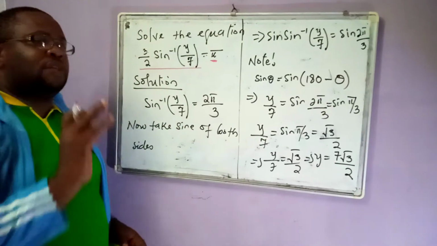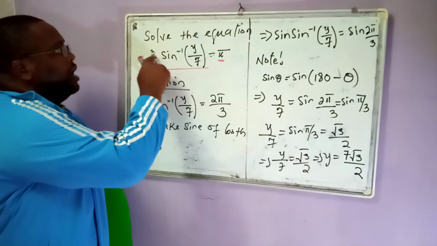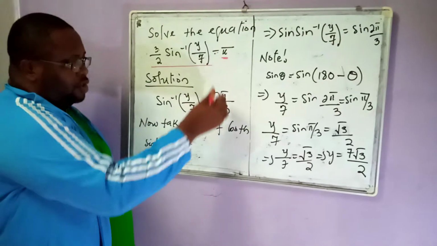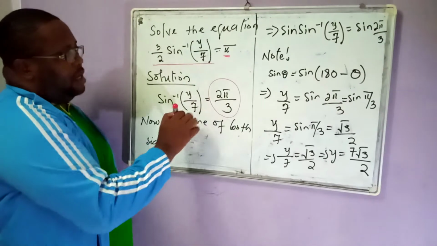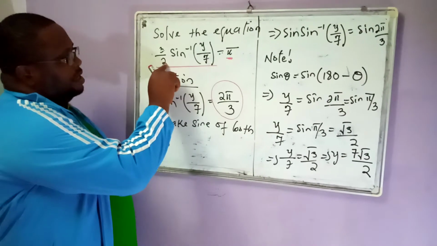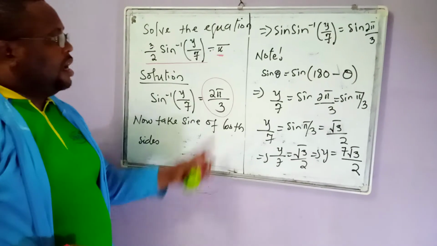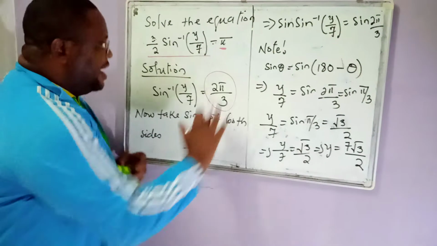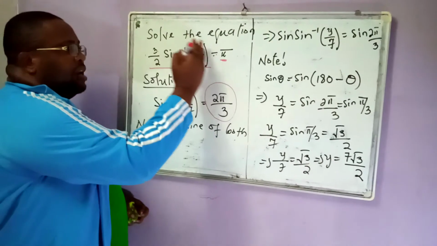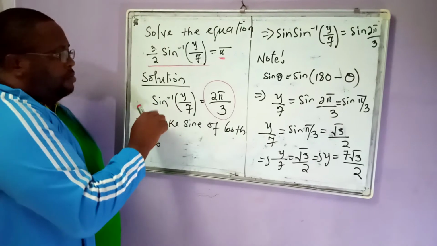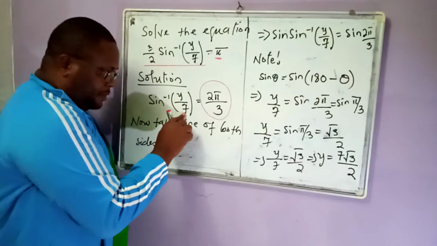So the very first thing I'm going to do, I'll take 2 to multiply pi, and then 3 comes down. So this now leaves me with 2 pi over 3 on the right hand side. In other words, this 2 multiplies pi and then 3 divides 2 pi. So what will be remaining on the left hand side simply becomes sine inverse of y over 7.